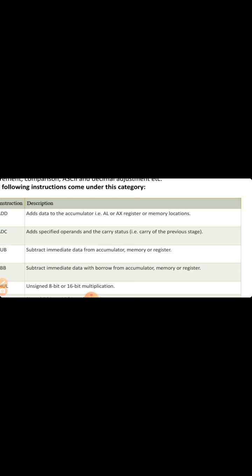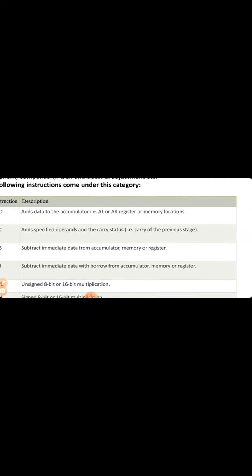Whenever the ADD instruction is encountered in your program, we have to understand that it performs the addition on the data and stores its result again in the accumulator. It adds the data to the accumulator, that is the AL or AX register or a memory register, and the result is loaded into the AL or AX register or a memory register.